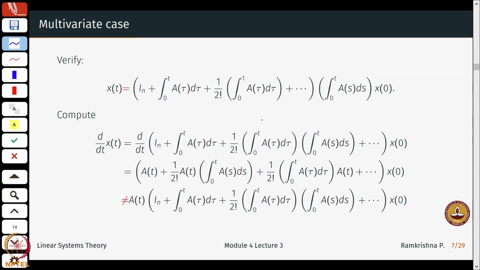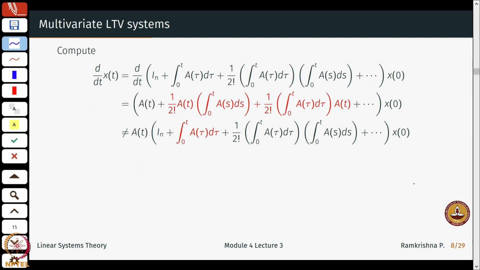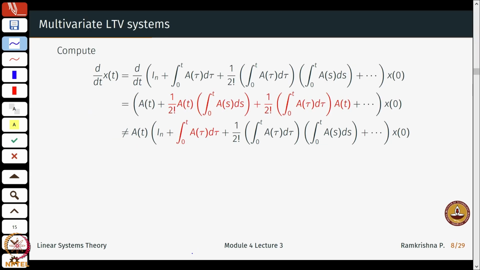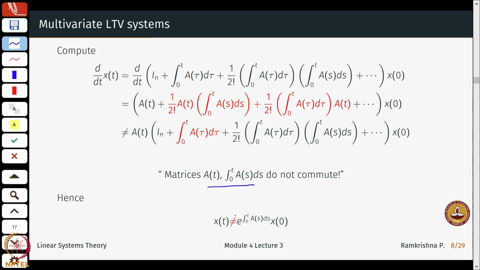Okay. So, I just do all the computations. I will skip them, but they are written down quite nicely here. What we find is that if I extrapolate this by just replacing small a with a capital A, it turns out that this is actually not the solution. That is essentially because these matrices do not commute. Therefore, the solution to the vector differential equation x dot(t) = A(t) x(t) cannot be directly obtained by extrapolating the scalar or univariate case.